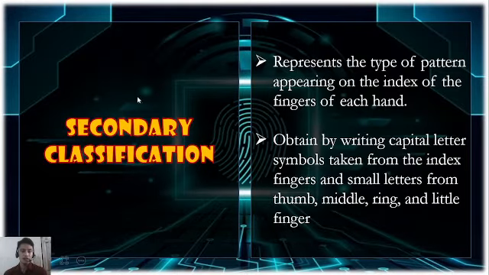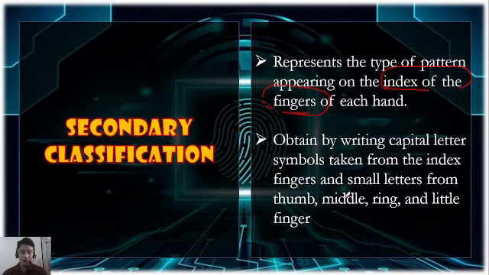So it says in here that the secondary classification represents the type of pattern appearing on the index of the fingers. Okay, so we'll be focusing on the index of the fingers. For the index fingers, both right and left, we are going to use the capital letter group.